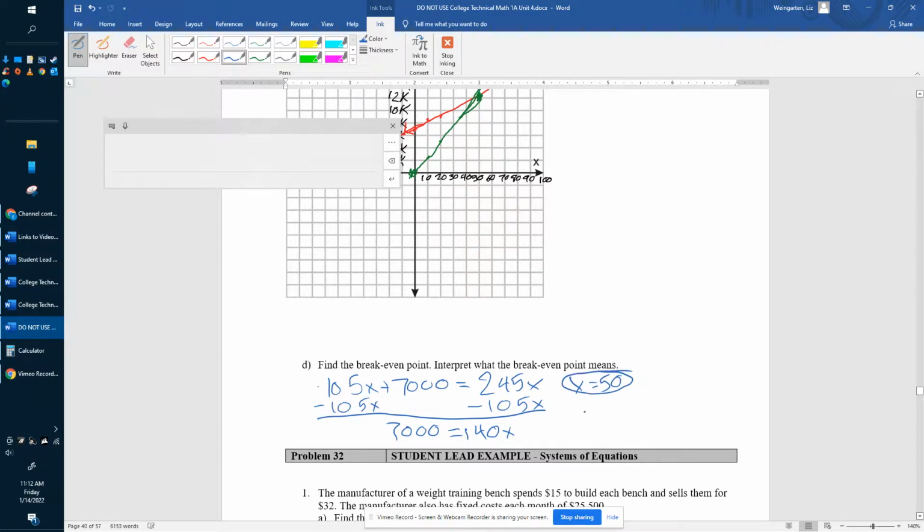So what does this break-even point mean? This means after 50 units, the company will start making money, or will turn a profit.